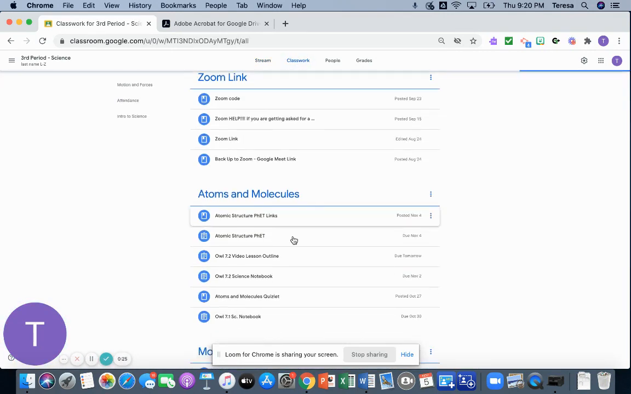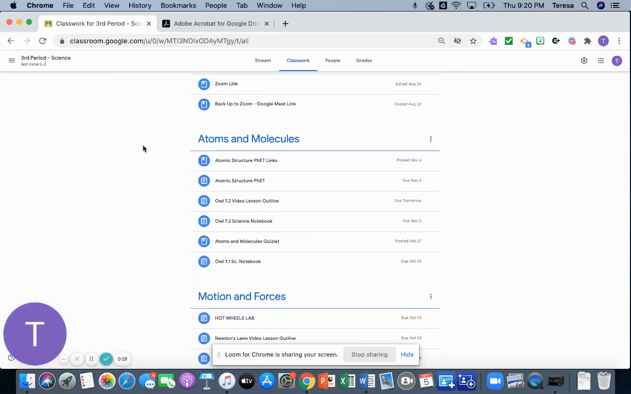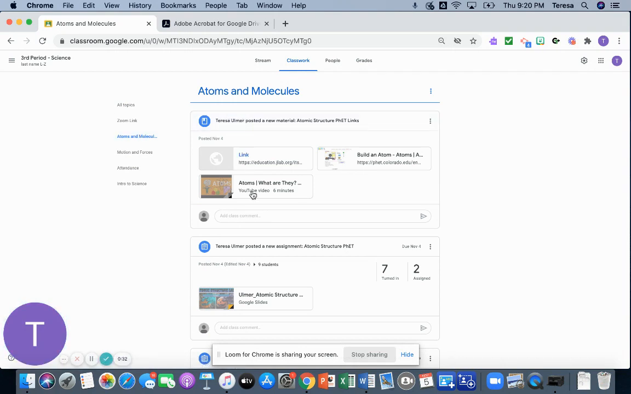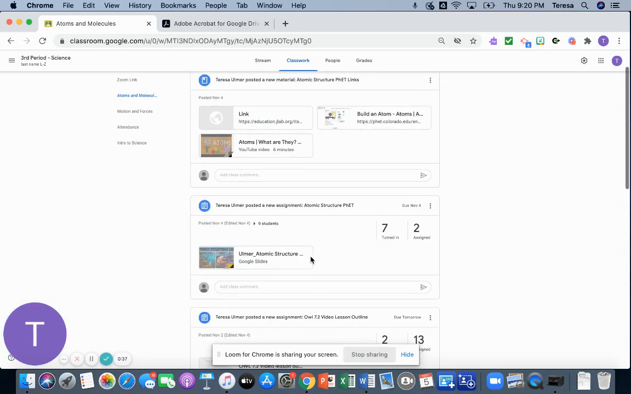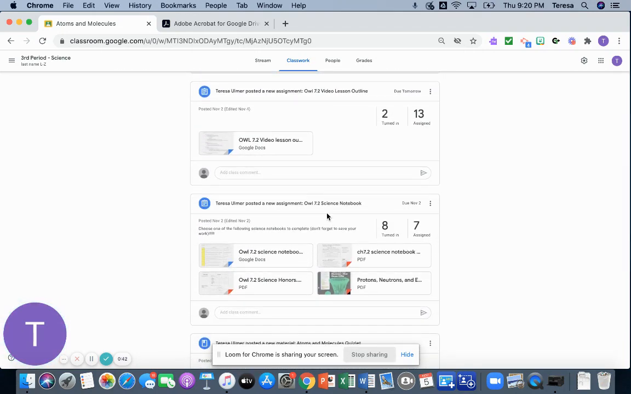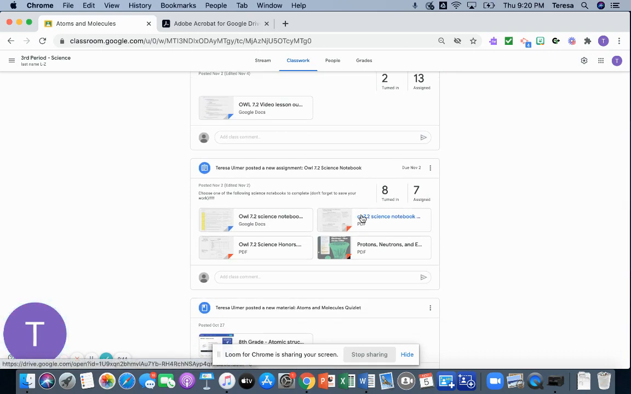Scroll down to the atoms and molecules heading, or you can click on atoms and molecules off to the side, and you'll see the assignments listed for you. I am looking for my OWL 7.2 Science Notebook, and you guys are going to look for option Z. Hover over the top so you can see the names. Yours, I think, are listed off to the side rather than in the middle like mine is. In any case, find option Z.